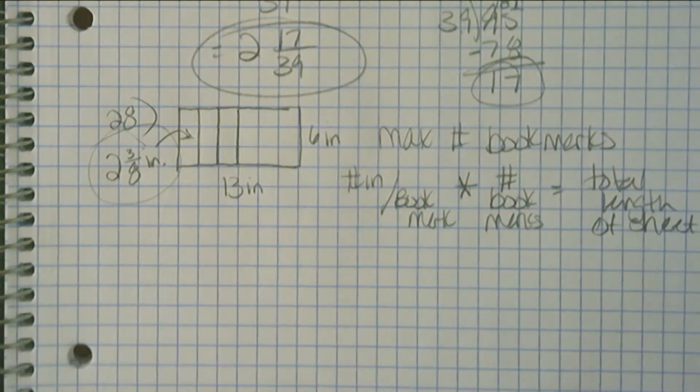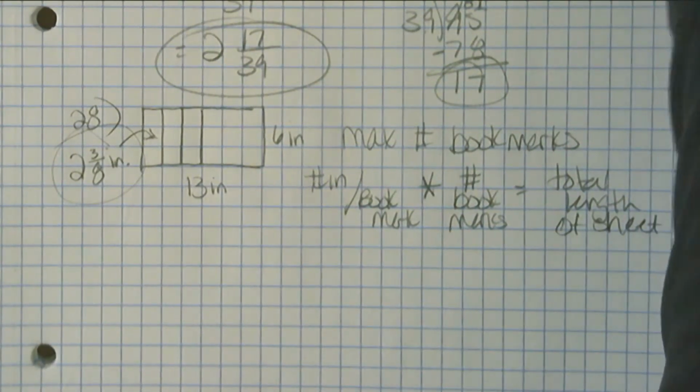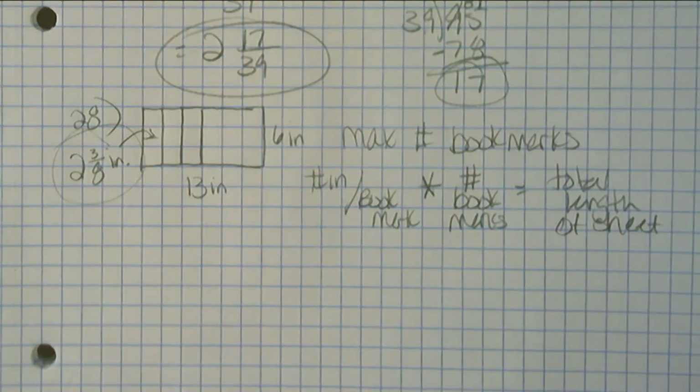So how many of you guys are cool with that game plan? All right, don't freak out that these are fractions. Forget about the types of numbers they are. Just think about the information they've given you. They've given you the width of each bookmark. That's a rate, inches per bookmark. I always multiply that by my number of bookmarks. That's going to give me the total length of all of them.